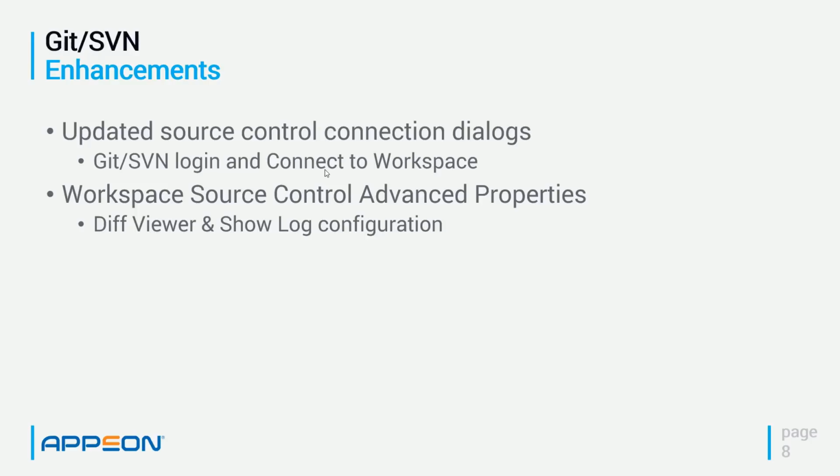In addition, in R3, under the workspace properties, on the source control tab, there's now an advanced button, and that takes you into a dialog that allows you to configure which utility is used to do a show log and which utility is used to do diff viewing for the objects that are under source control.